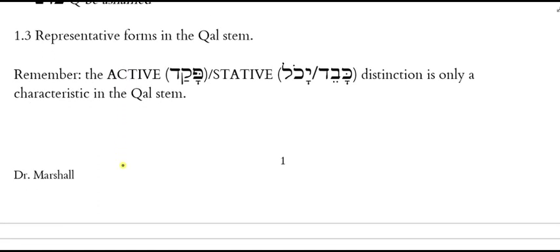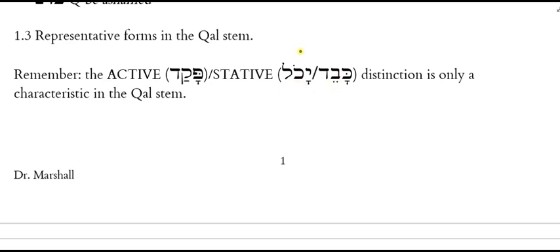So here are some representative forms of these verbs in the Qal stem. What I have to remind you of here is that in the Qal, we have differences between verbs that are active or dynamic, verbs that represent an action or an activity, and verbs that are stative, verbs that indicate a state of being, whether it be an emotional state or a situation. So paqad was active, to appoint, visit. Some stative verbs that we looked at were yakol, to be able, and kaved, to be heavy.